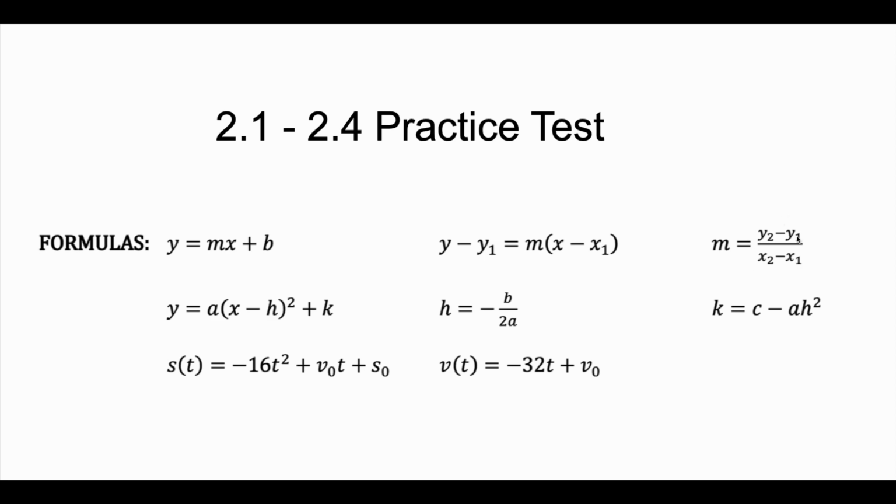We all need to use the slope formula. Got to start out with slope when you're finding the equation of a line. And then we get into our quadratics. So we have vertex form of a quadratic. And then we have our formula for h, the negative b over 2a.